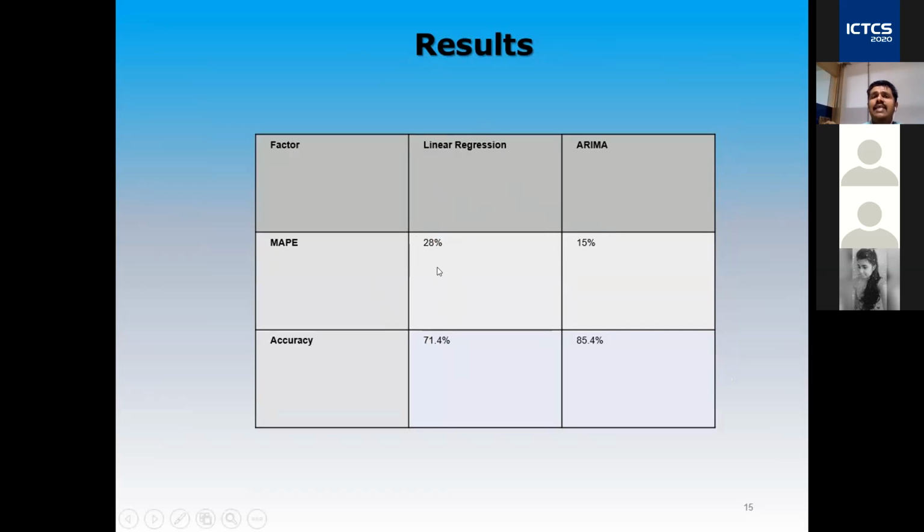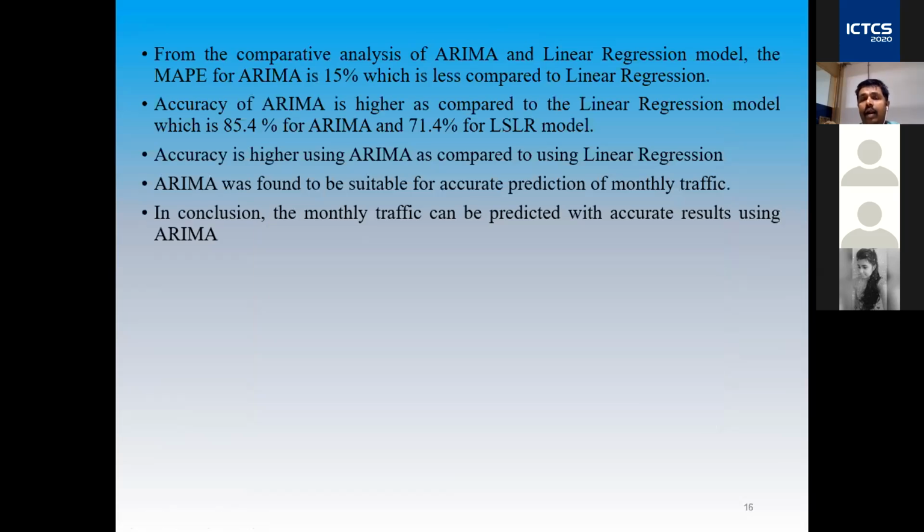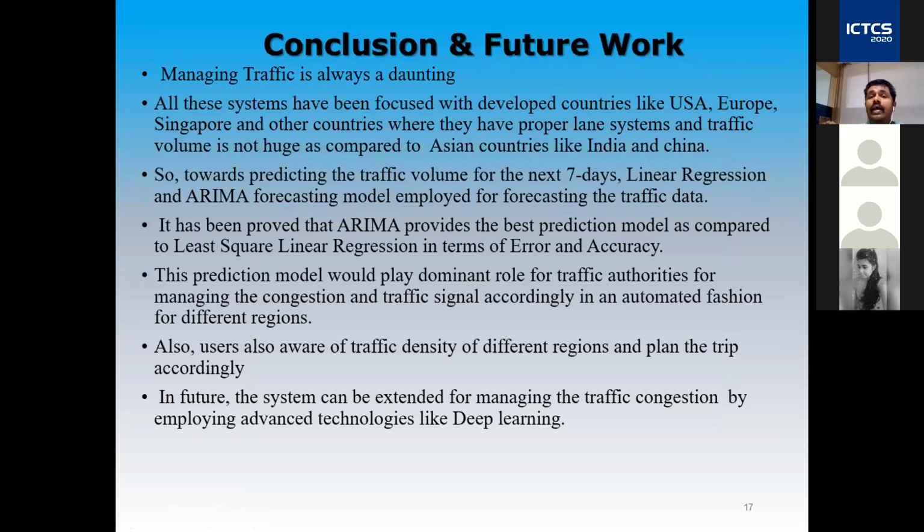Based on that, 100 minus the MAPE gives the accuracy, which was about 85.4% for ARIMA. The end result we are trying to say is that, rather than automating and regulating the traffic congestion based on a multi-lane road, it's very important that we forecast how much the traffic density will be for the upcoming days. That will help the authorities manage the traffic wisely, particularly in countries where we don't have proper lane systems.